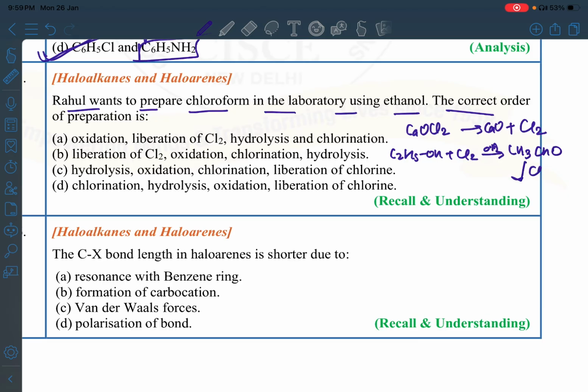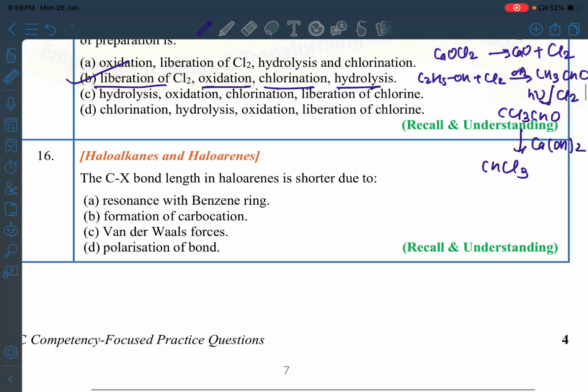Then this acetaldehyde after chlorination converts into CCl3CHO, and this CCl3CHO reacts with KOH twice and gives us CHCl3. This is the reaction. So the first step is liberation of chlorination, second step is oxidation, third is chlorination and fourth is hydrolysis. Of course, basic hydrolysis. So option number B is correct.